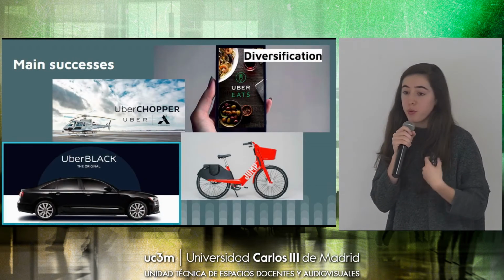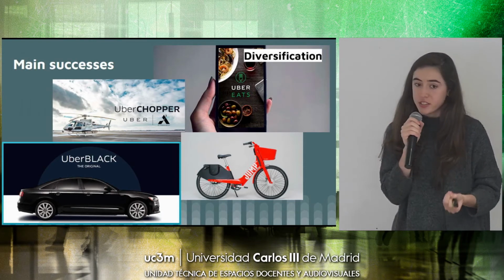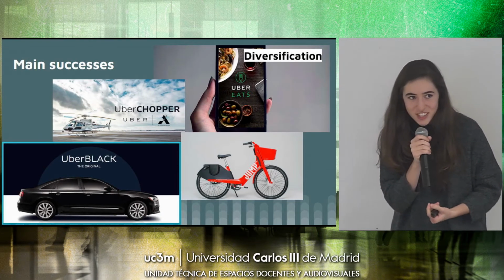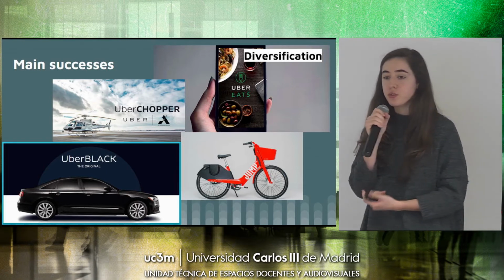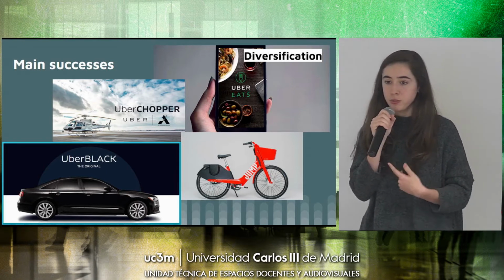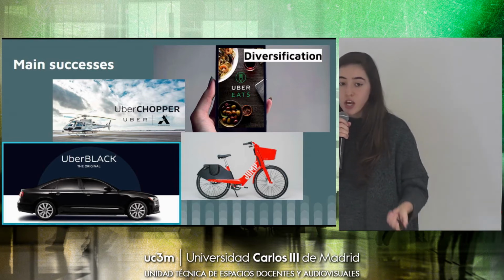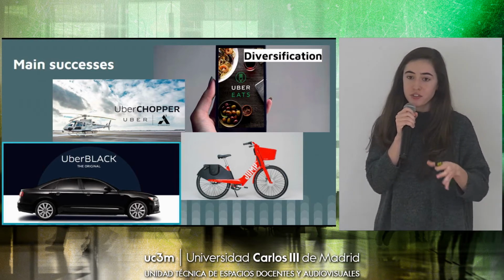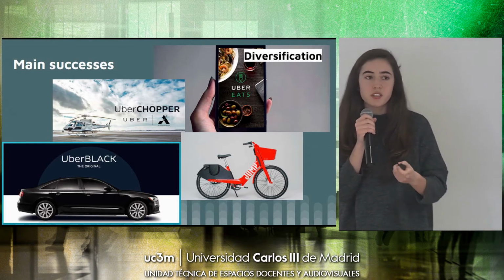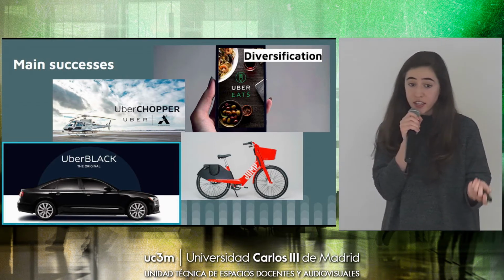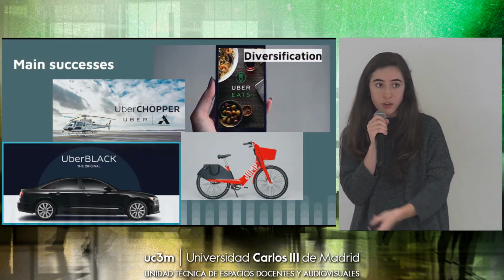First of all, through its diversification, not only does it offer different services such as Uber Eats for food delivery or Uber Chopper for the helicopter service, but also within the taxi service you can choose different types of cars that have different prices, such as Uber X, which is an electric car, which makes the price lower.